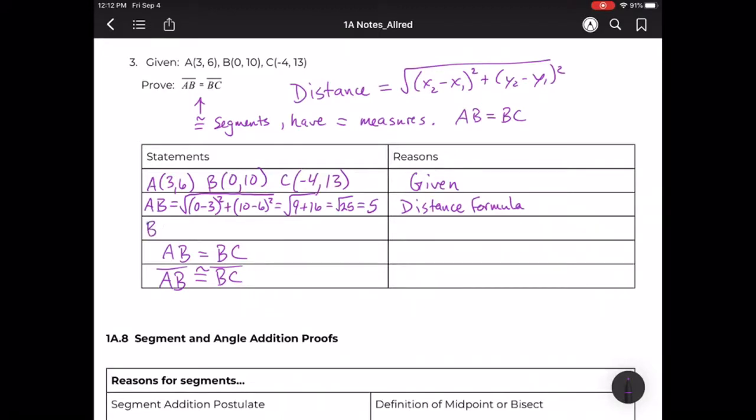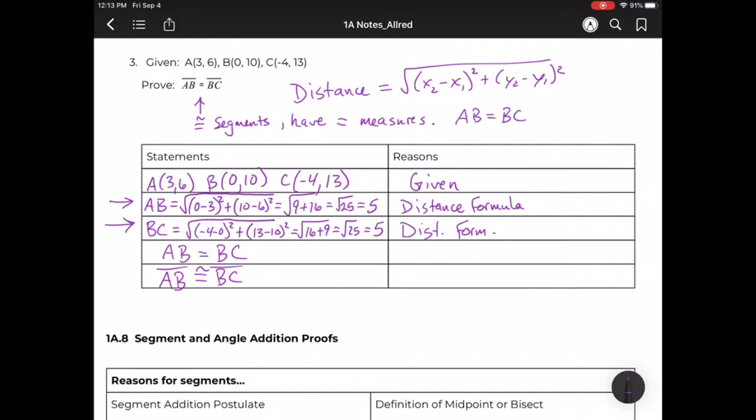But now I'm going to do the same thing for BC. I'm going to use my distance formula to calculate from B to C. So this time I'm going to do negative 4 minus 0 squared for the x's, and 13 minus 10 squared for the y's. Well, negative 4 minus 0 is negative 4. Negative 4 squared is 16. And 13 minus 10 is 3, and 3 squared is 9. And again, if I add in a different order, 16 plus 9 is 25, which also equals 5. Again, the same reason. Distance formula.